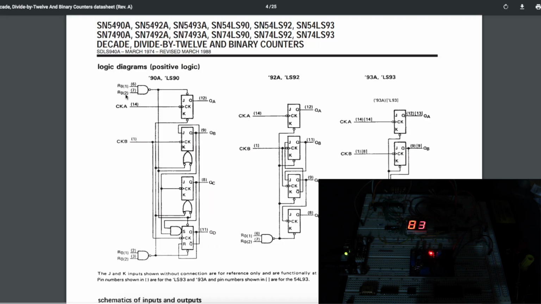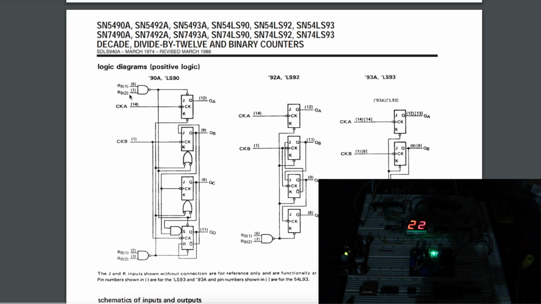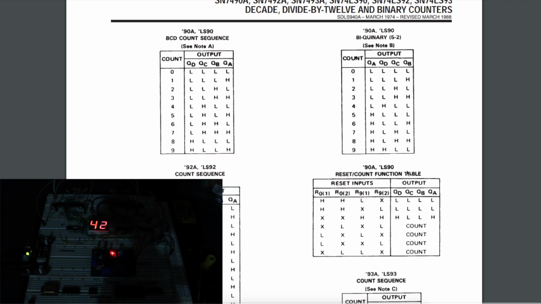For these 4 reset inputs, 2 are called reset 9, 1 and 2, and the others are called reset 0, 1 and 2. And that's because, depending how you have them set up, you'll either be counting from 0 to 9 and resetting back to 0 and continuing, or you can reset the display to show a binary 9 output, or reset the display to show binary 0 output. And here's the function table for the resets.